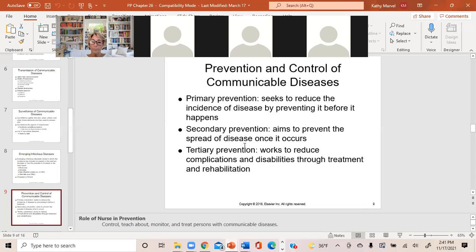And tertiary, all right? Let's assume that a communicable disease has now happened. What are we doing with tertiary? We are trying to figure out ways to reduce complications and maybe disabilities that are associated with the communicable disease.